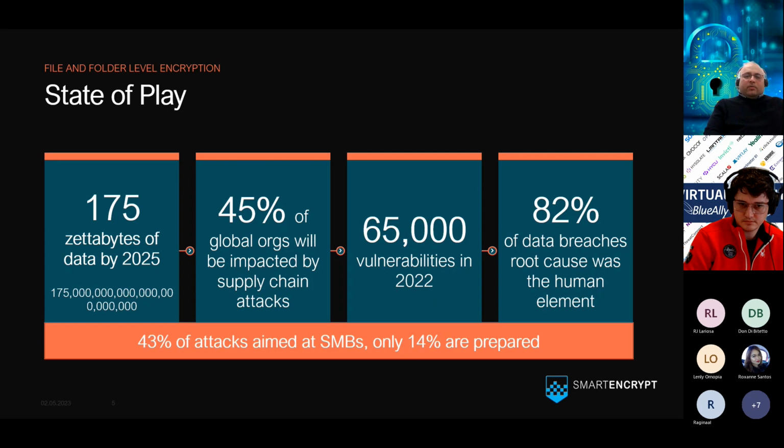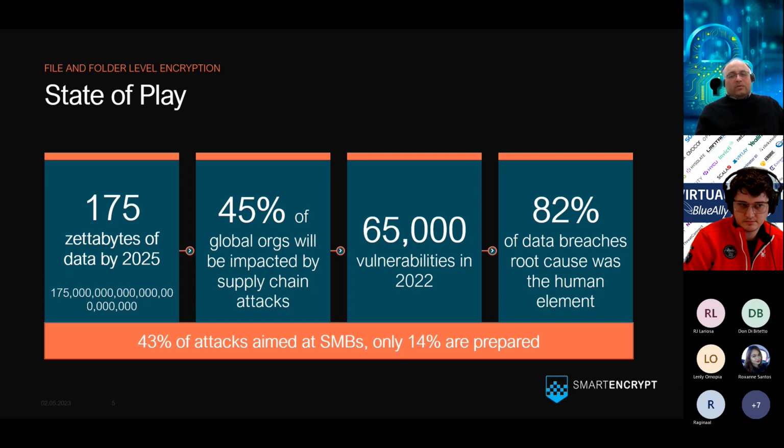So what we see is that by 2025, the collective data is going to be 175 zettabytes. That's like 21 zeros after 175. It's phenomenal, and this data growth is continually going to be increasing. So it is very important to protect that data and to ensure it doesn't get into the wrong hands. And Gartner predicts that by 2025, 45% of all global organizations will be impacted in some way by a supply chain attack.